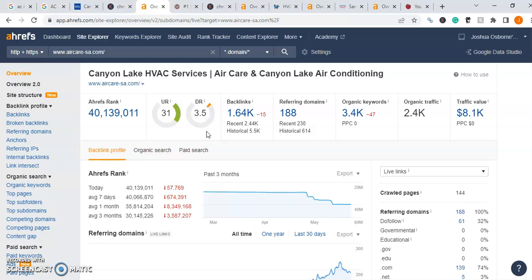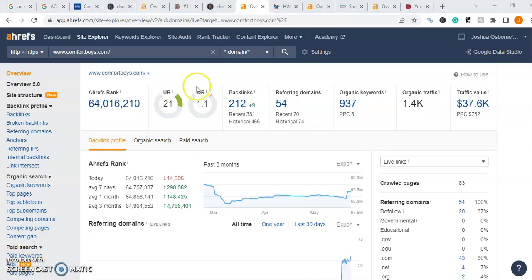For instance, like I said, I always recommend San Antonio because it's so much bigger than the current area you're targeting. But let's keep going on and look at your competitors and see what they're doing as far as backlinking goes. We're taking a look at Comfort Boys. You see they have a 21 UR, a 1.1 DR, which puts them in the top 100 for 937 keywords, generates them about 1,400 users every single month.